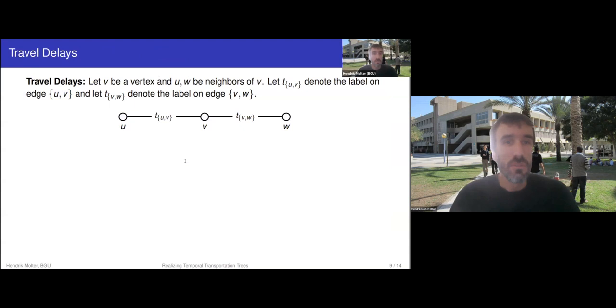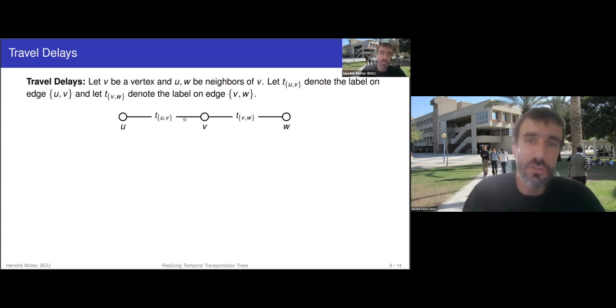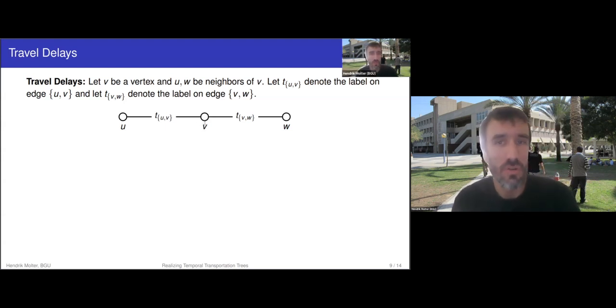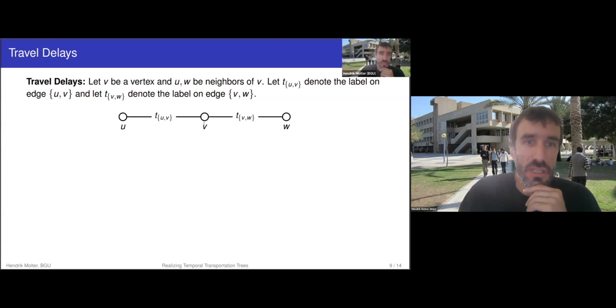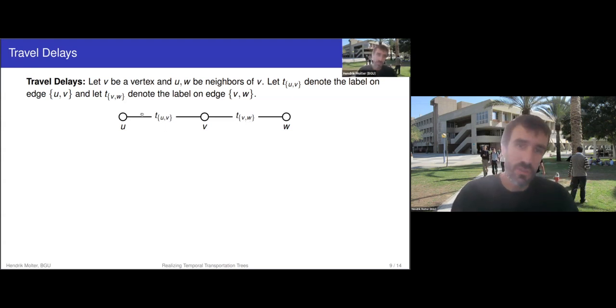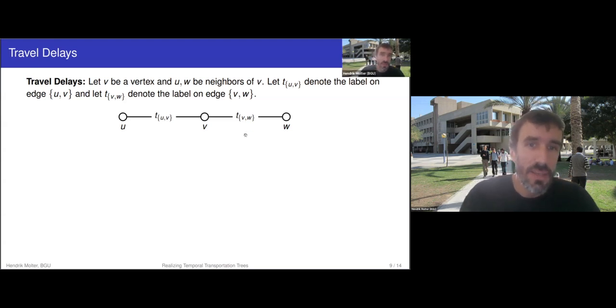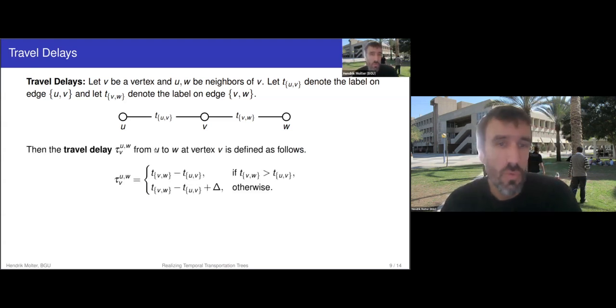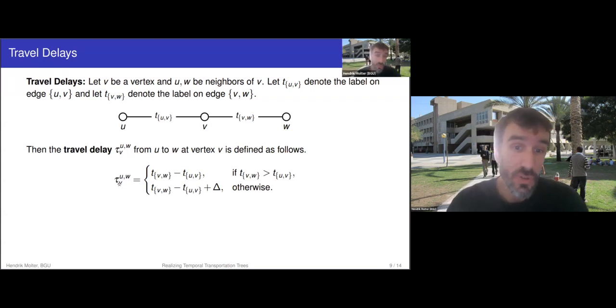Okay, so now to design this MILP, we need to talk about travel delays, which is basically a formalization of how long agents wait at vertices if they travel along fastest temporal paths. So if I look at the vertex V and I have two neighbors U and W, and let t_UV and t_VW denote the two labels on those two edges, then the travel delay when I go from U via V to W at W is defined as follows.